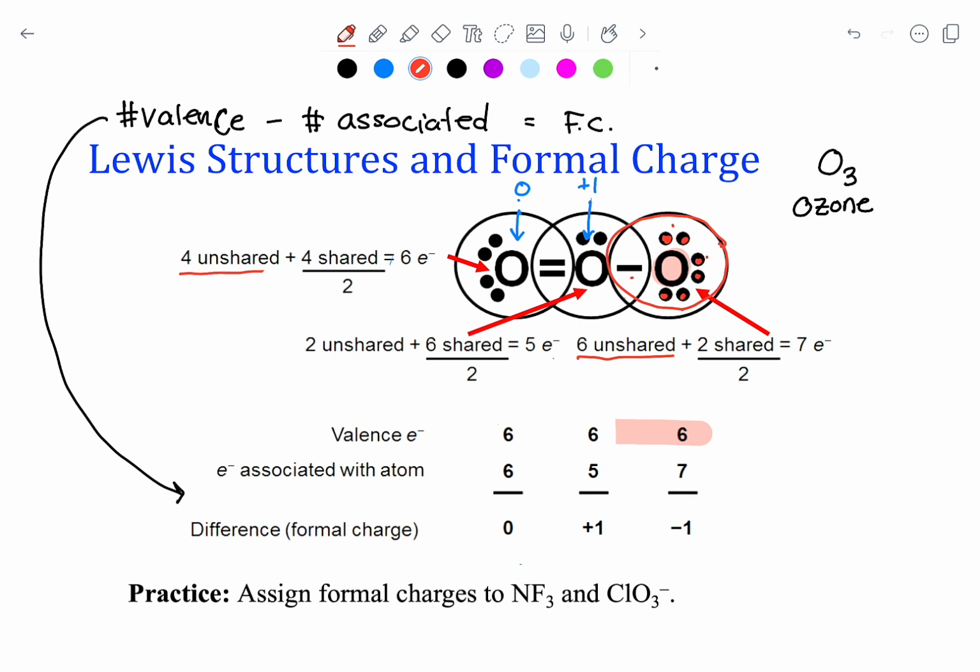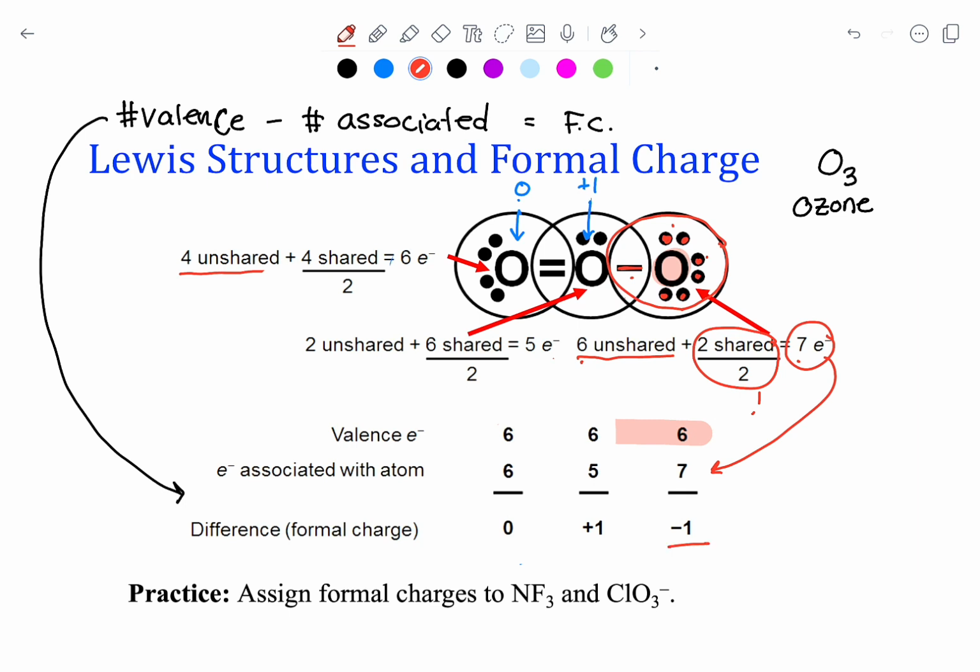Then in this oxygen we have 1 bond. Because there's 1 bond, that means there's 2 electrons that are being shared. This oxygen can only claim 1 of those electrons, so that's why we divide it by 2. So 2 divided by 2 becomes 1. 6 plus 1 is 7 electrons that are associated with that oxygen. So we take that 7 and we plug it in as our associated electrons. So 6 minus 7 is -1.